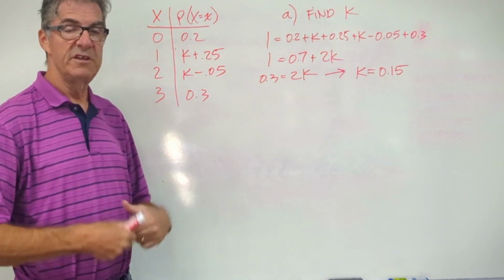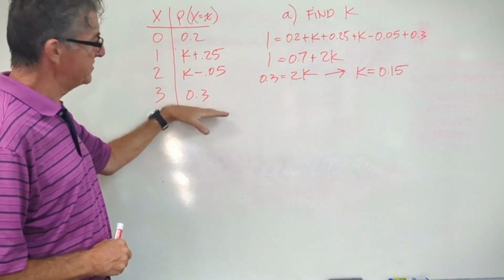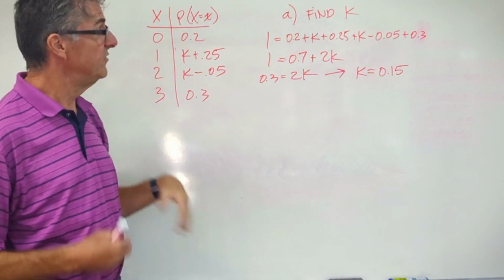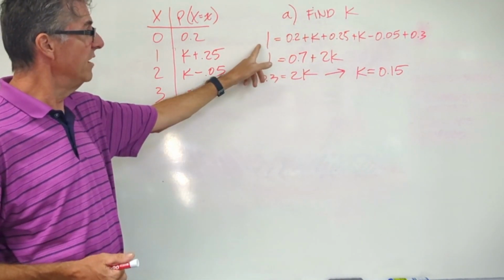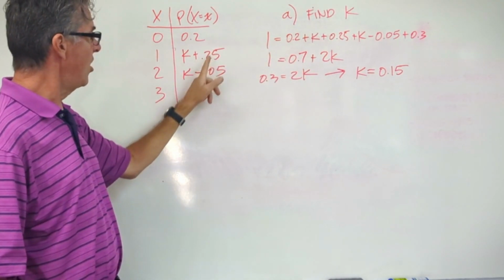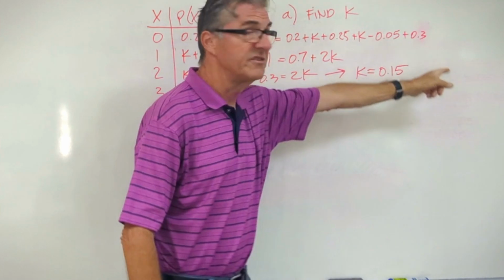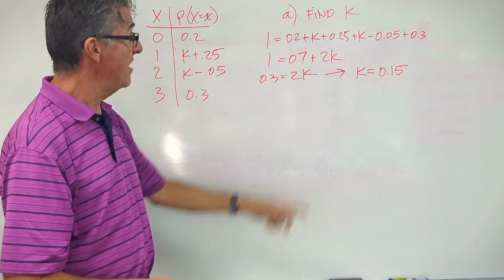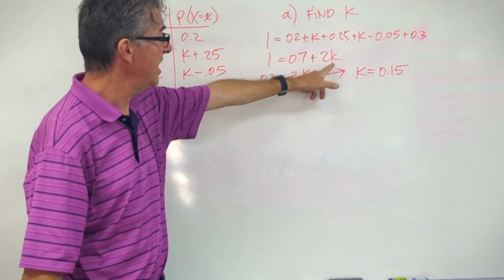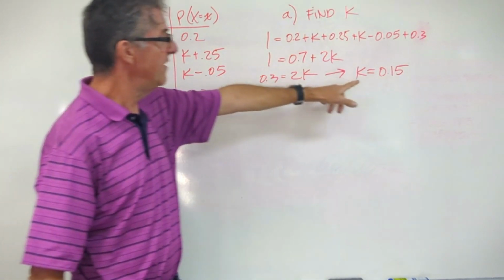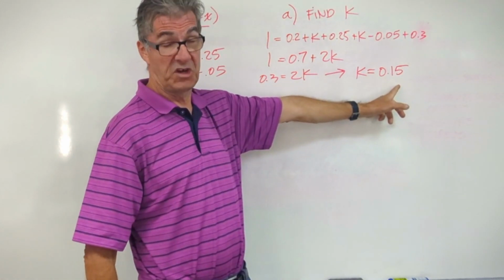All right, so the exploit you have to remember is that all these things add up to 1. Check this out. Here's my equation: 1 equals, and I just put in all these things straight across. Simplify that on down. I get 0.7 equals 2k. Bring that down. Finally, I get 0.15 for k.